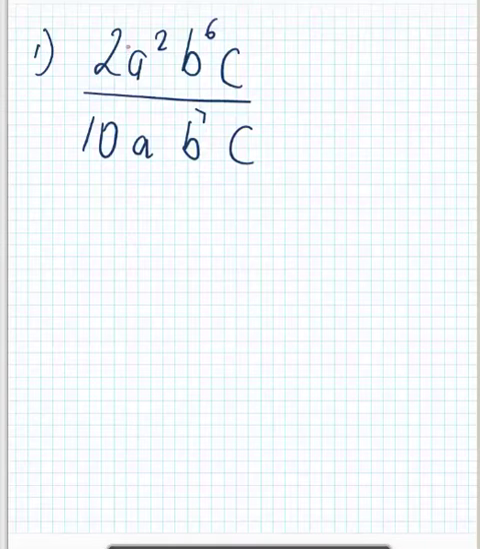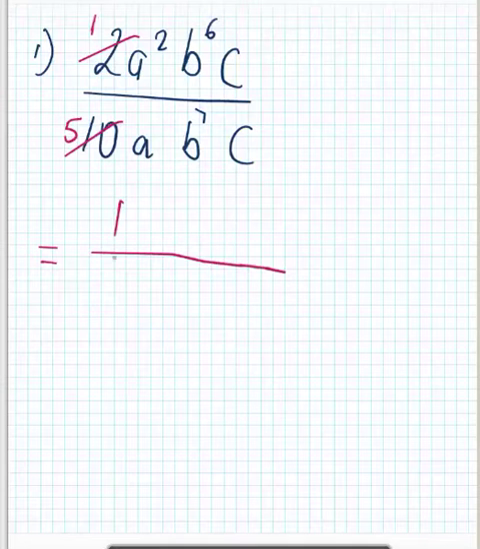And basically starting with the numbers 2 and 10, they can be simplified by dividing by a factor of 2. So 2 divided by 2 is 1, 10 divided by 2 is 5. So if you want to, you can start writing it down. It's up to you how you work this out or write it out.